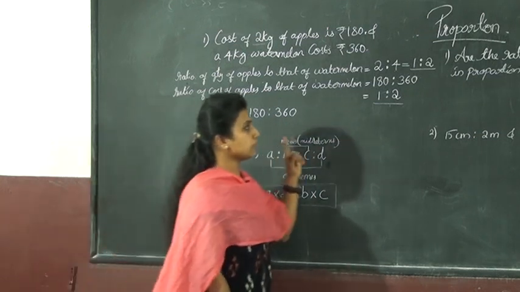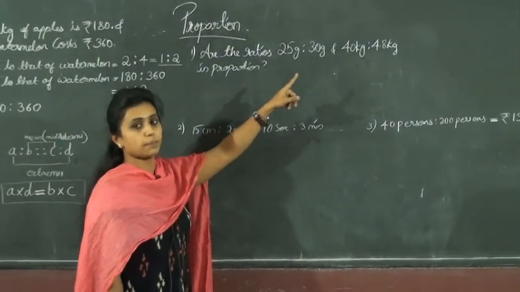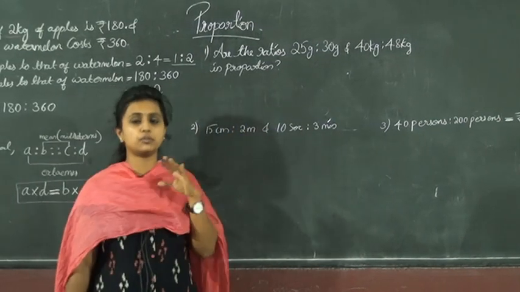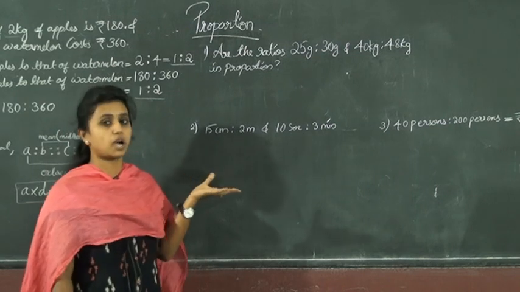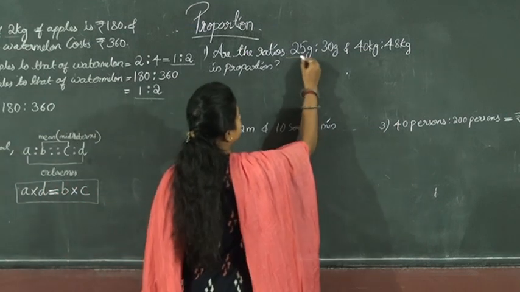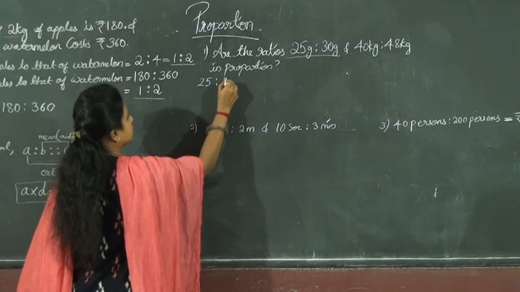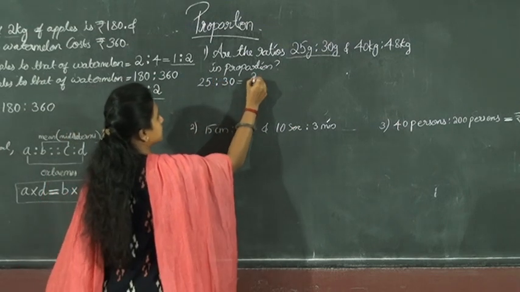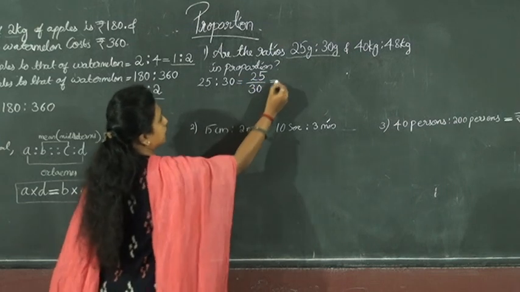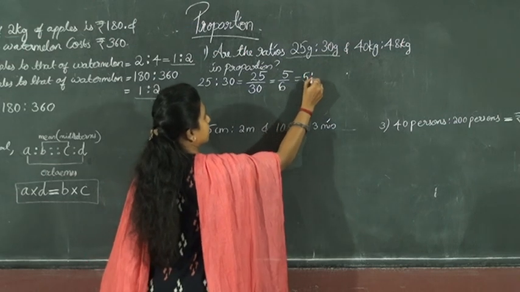Look here. First question: the ratio 25 gram is to 30 gram and 40 kilogram is to 48 kilogram, are they in proportion? Here you want to check whether these two ratios are in proportion or not. How should we check? First, 25 is to 30, what can we do? 25 is to 30 can be written in fraction form, that is 25 by 30. What is its simplest form? 5/6. So the ratio is 5:6.